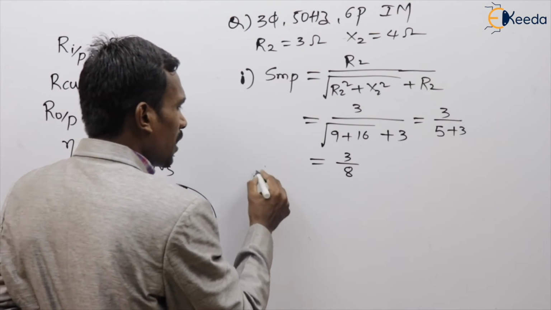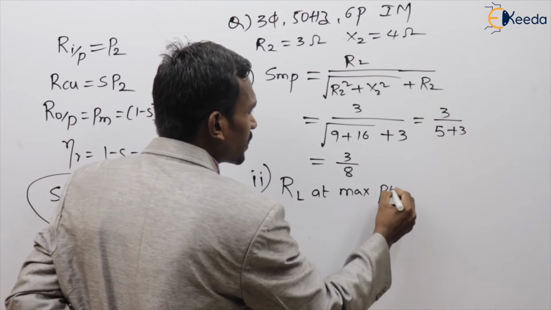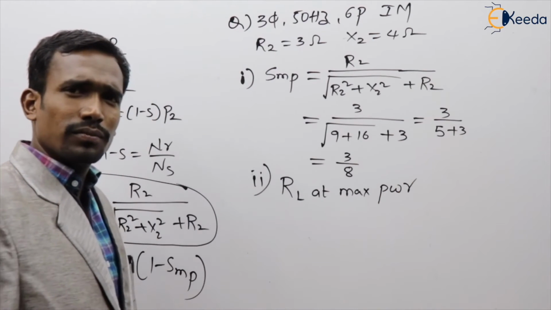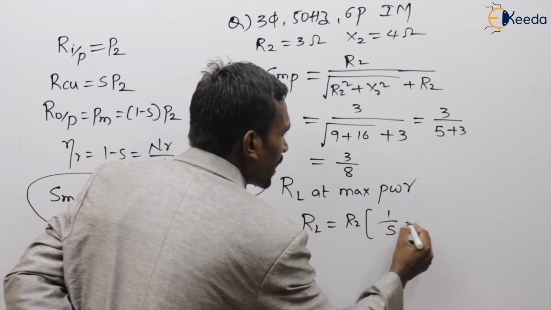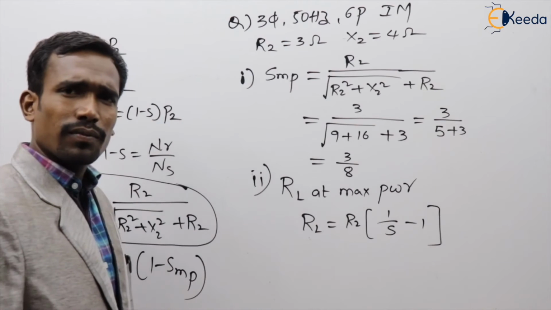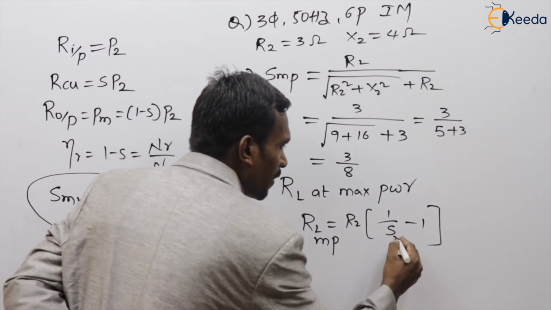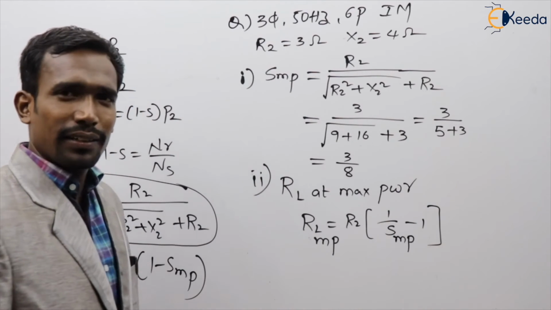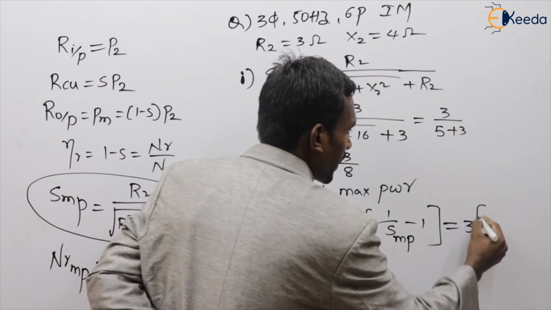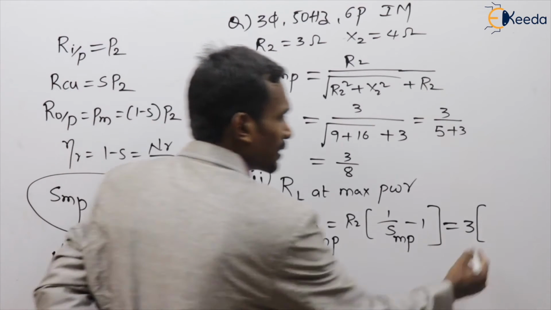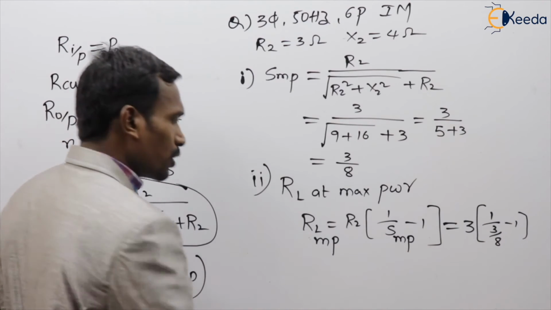The second question, find out the load resistance at maximum power. RL is equal to R2 into (1 by S minus 1). It is the simple answer, but they are asking load resistance at maximum power, so we have to take the slip at maximum power. Rotor resistance is 3 ohms, and the slip value is 3 by 8, minus 1.